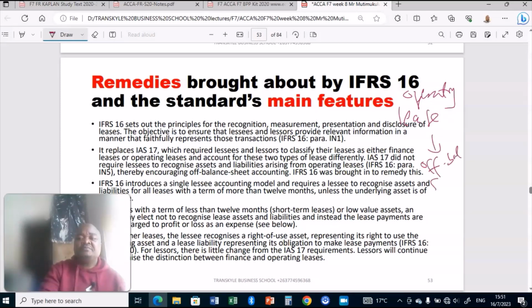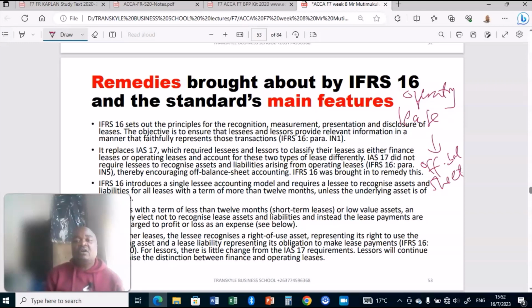activities, where the liabilities and the assets which relate to these operating leases were not accounted for in the records or in the balance sheet of companies. Okay, so it was discovered that this was creating room for manipulation of financial information.